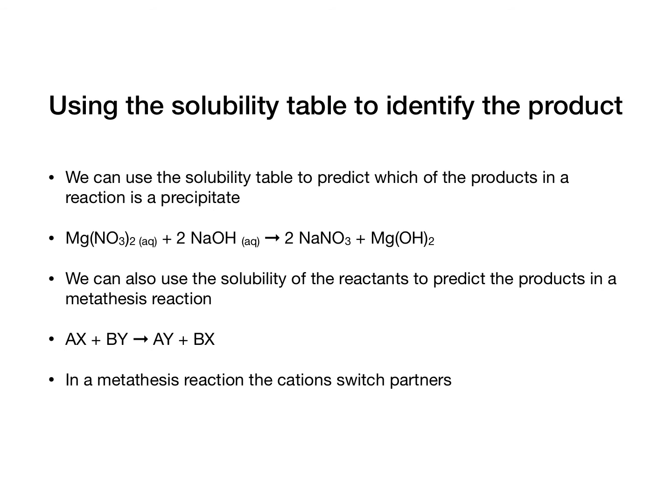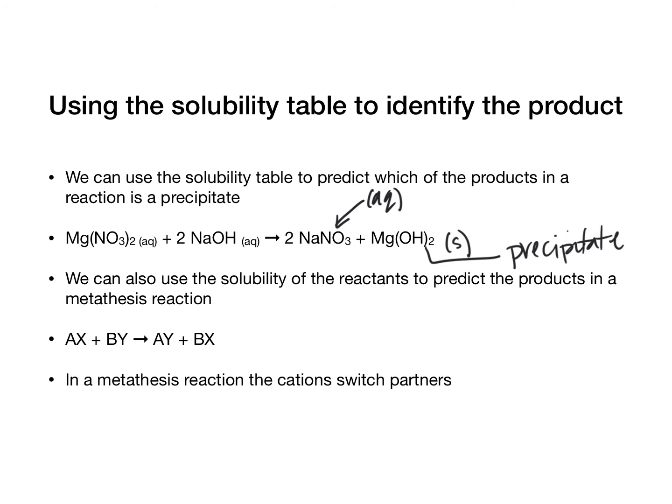But the question we need to ask ourselves is, which of these is the soluble product? Which is soluble, which is insoluble? So based on the solubility table, all nitrates are soluble. So this is going to be aqueous. The majority of hydroxide components are insoluble, so the magnesium hydroxide is a solid product. So this is the precipitate. And the precipitate is the product.